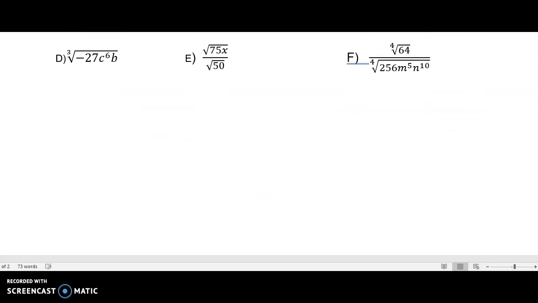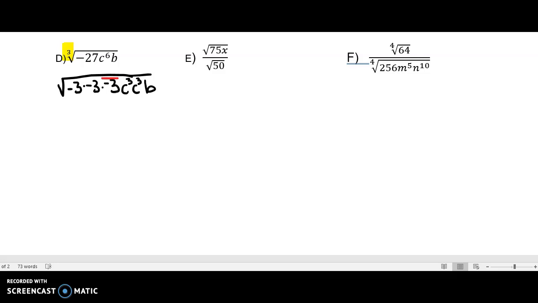Okay, here I'm going to make groups of 3. Let's do negative 27. That is negative 3 times negative 3 times negative 3. C to the 6th, I'm going to write that as groups of 3: C to the 3rd, C to the 3rd, because C to the 3rd times C to the 3rd is C to the 6th times B.